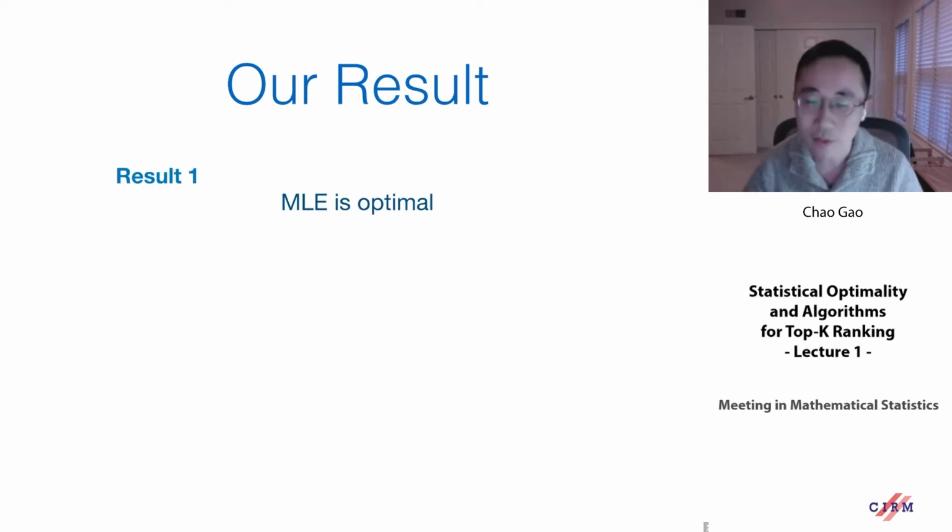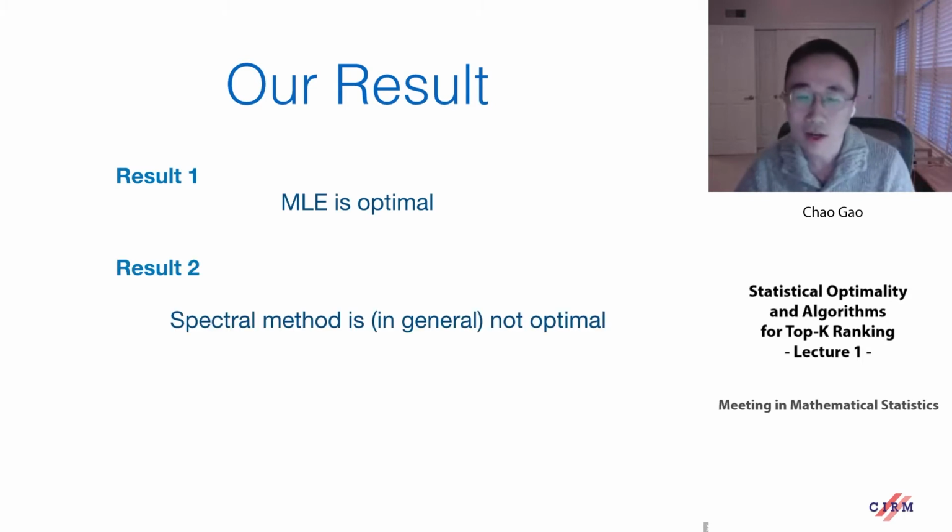The first result that we can show is that the maximum likelihood estimator for top K ranking under the BTL model is indeed optimal. But here, by optimality, what we mean is a stronger notion of optimality. I will tell you that later. The second result comes as a little surprise to us: the spectral method is actually not optimal. By not optimal, I mean the constant is not sharp, despite the rate being optimal.